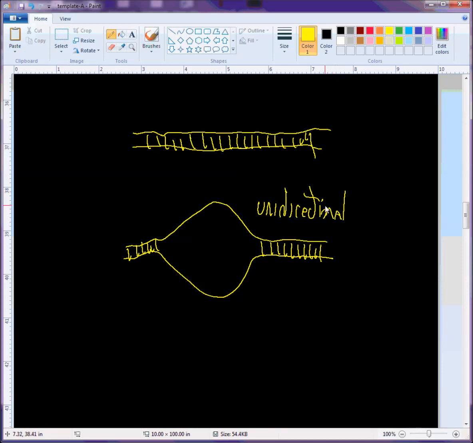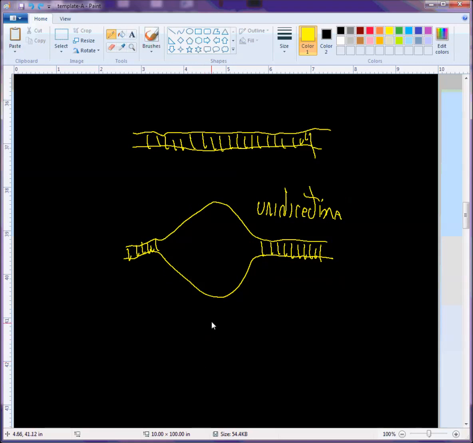So if it occurs in one direction, then the DNA polymerase will get on here and it will just go that direction, one or the other. It won't go the other way. So that's unidirectional replication or synthesis.